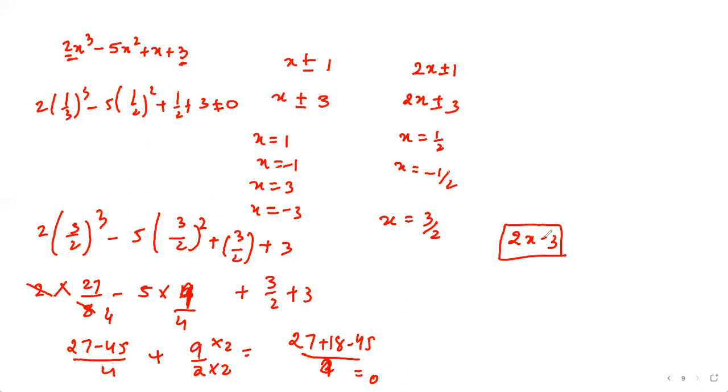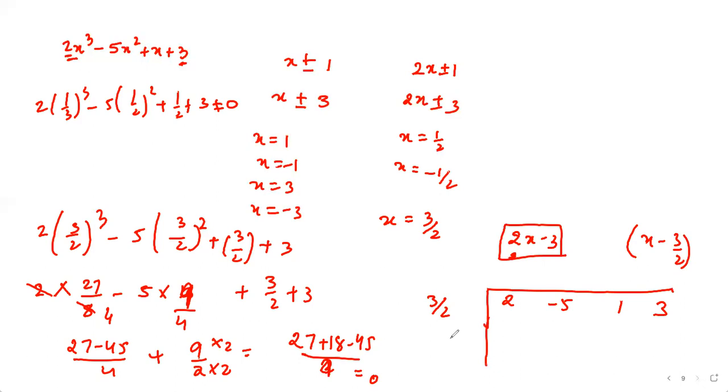Now, since we've got 2x minus 3 as one of the factors, you can long divide this polynomial or use synthetic division. So if you do synthetic division, here you will have 2, -5, 1, and 3. And here you will be taking 3 over 2. In this question, you need to be a little careful when you're doing synthetic division, because this one already has the coefficient of x as 2. And here you're dividing by 3 over 2. So in short, you're dividing by x minus 3 over 2. You're not dividing by 2x minus 3, you're dividing by x minus 3 over 2.